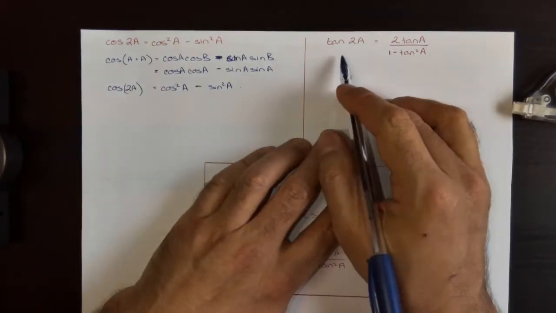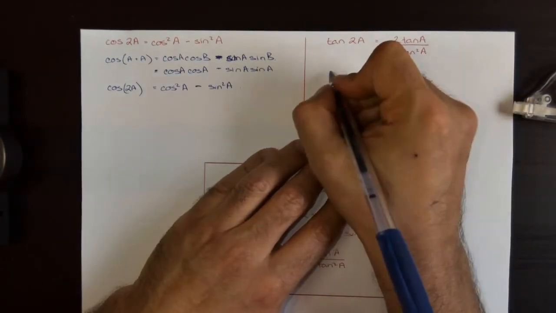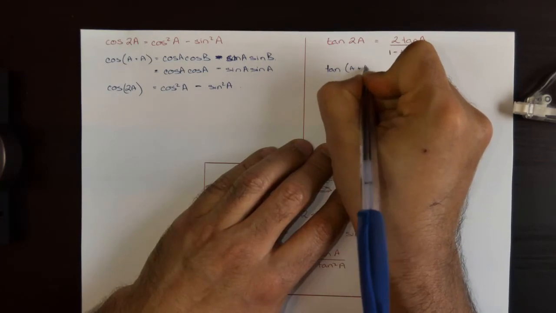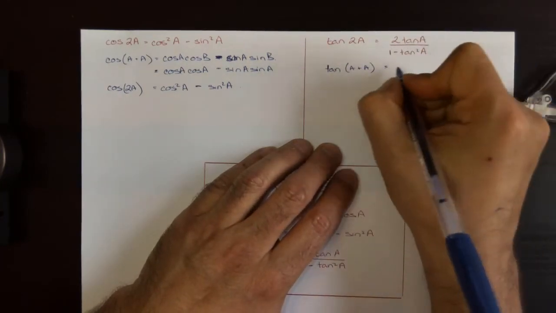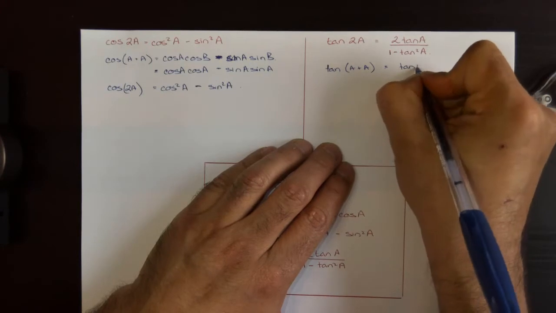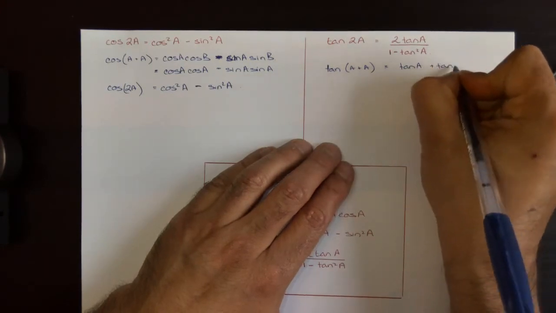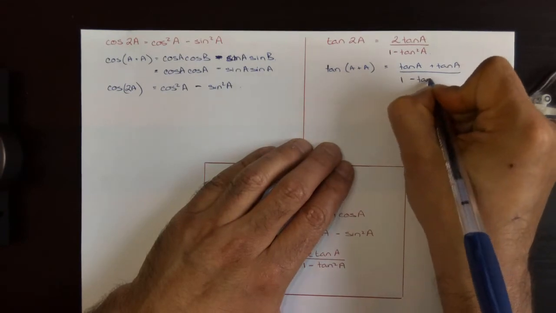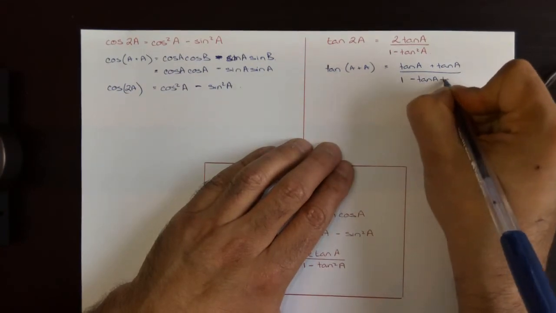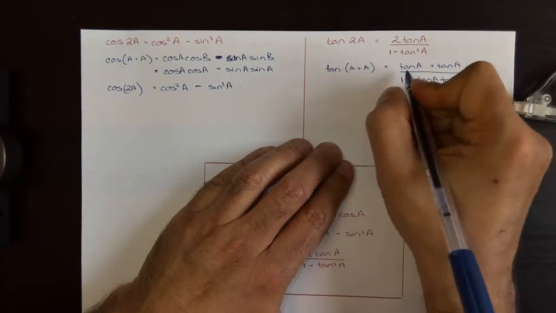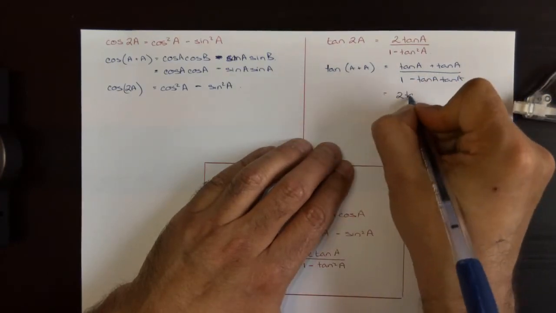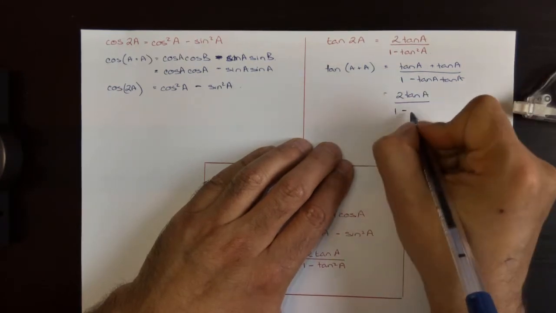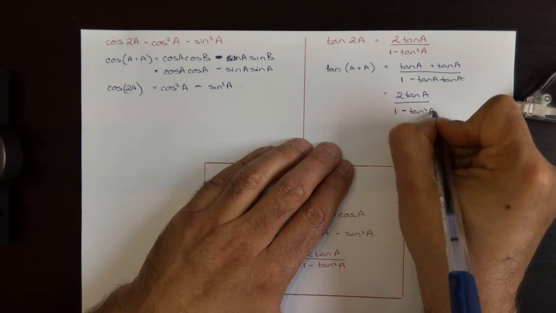Okay, tan 2A, so that's going to be tan of A plus A. Well, we know that's tan A plus tan A over 1 minus tan A tan A. Well, that's just 2 lots of tan A over 1 minus tan squared A.